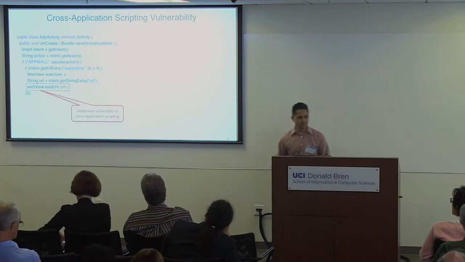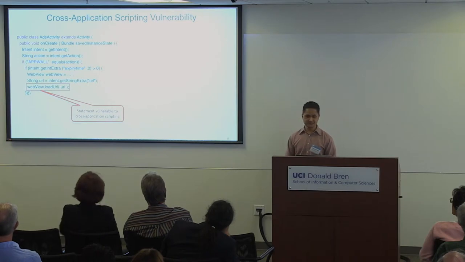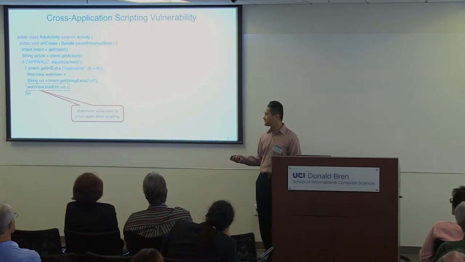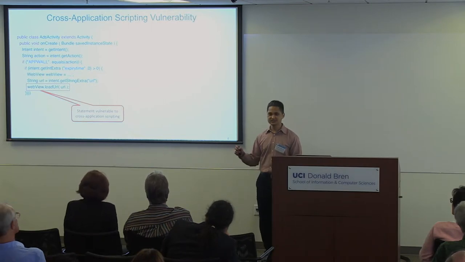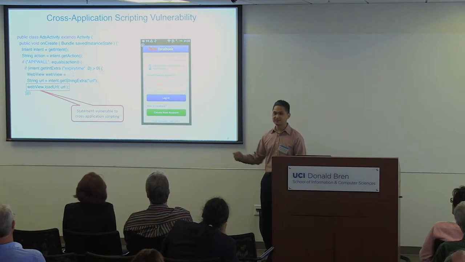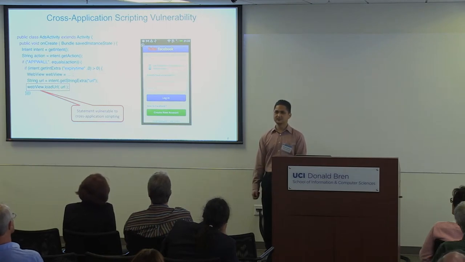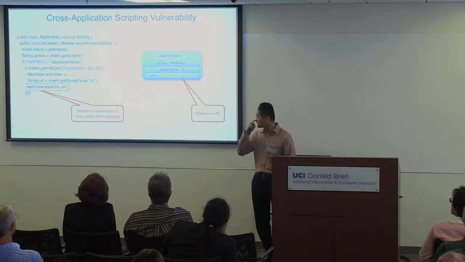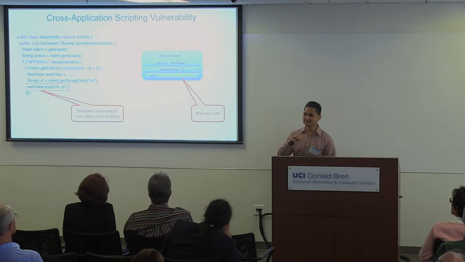This last one is called cross-application scripting, or XAS for short. Here, what happens is, at a particular injection point, if I supply a malicious URL, I could, for instance, load up a fake Facebook page. You enter in your credentials here, and I've stolen your password to Facebook. And all I have to do is supply the right kind of attack intent to do that.